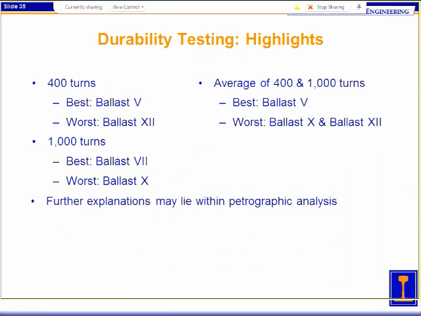Durability testing highlights. At 400 turns, our best was ballast 5, worst was ballast 12. At 1,000 turns, the best was ballast 7, worst was ballast 10. Average, as I just said, best was ballast 5, worst ballast 10 and 12. And we think some further explanations may lie within more petrographic analyses of the rocks, especially doing hardness testing.